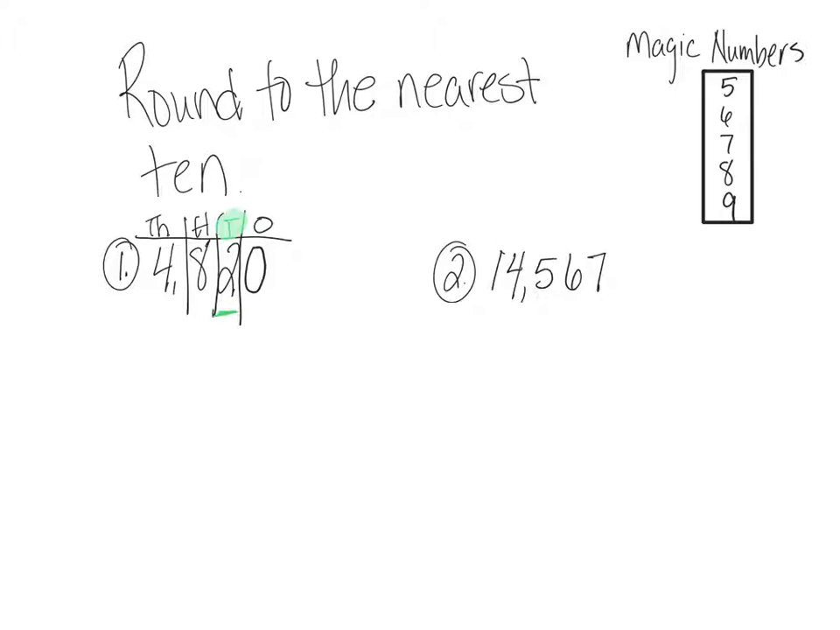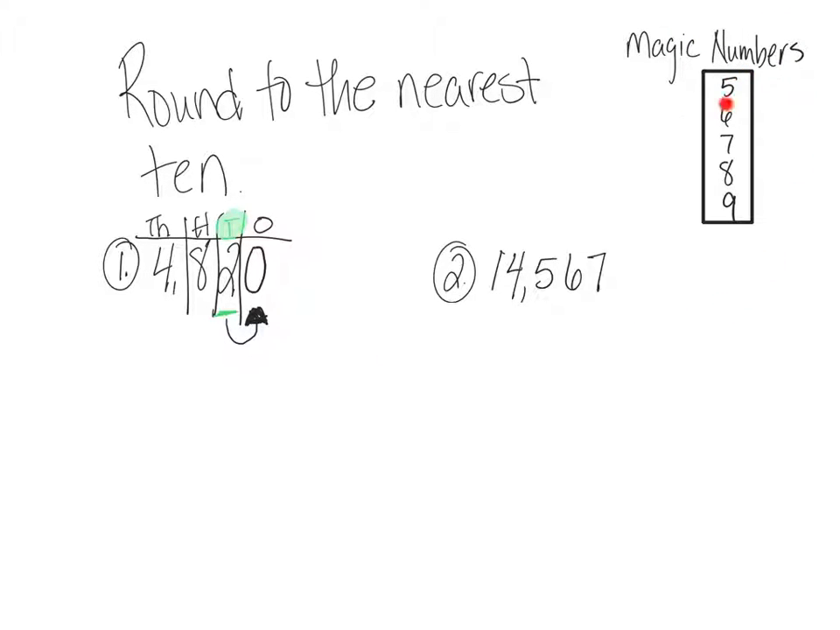When you round to the nearest 10, hundreds, or whatever, you're always going to look to the neighbor on the right. This number is going to tell you how you're going to round. Either you're going to round up or you're going to stay the same. Okay? So here next door to the tens is a 0. Now we're going to look over here at our magic numbers. This tells us if we're either going to round up or round down.